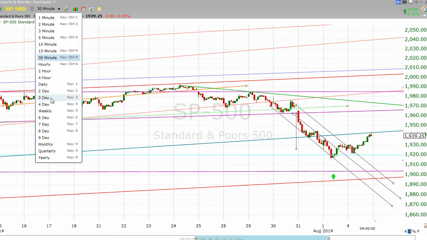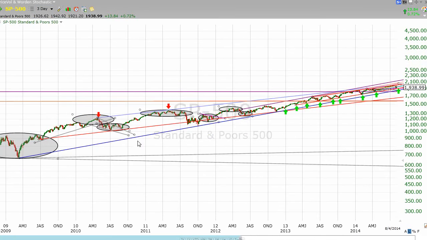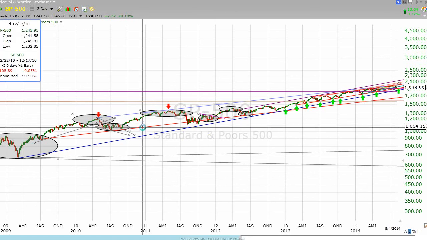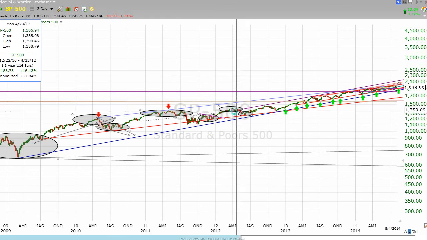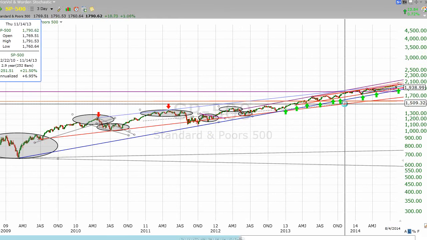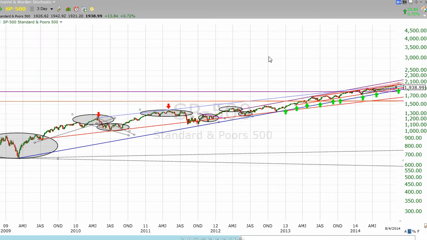You could go back on the 3-day chart, for example, and I could just roughly point them out. We had a neckline back here at roughly 1064. We had a neckline back here at roughly 1248. We had a neckline right here at about 1352. We really haven't had any significant topping pattern since then.